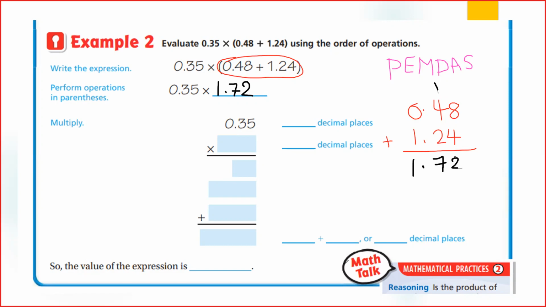And then what do I need to do next? Then we're going to multiply 1.72 with 0.35. Can you help me? Here, the first number, how many decimal places do we have? The first one, we have 2. The second one, we have 2. So how many decimal places do we have? 4 decimal places.